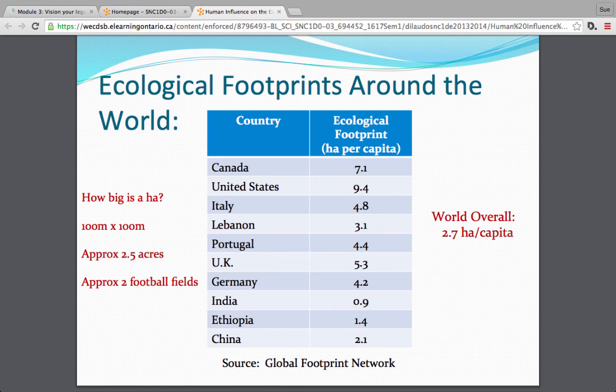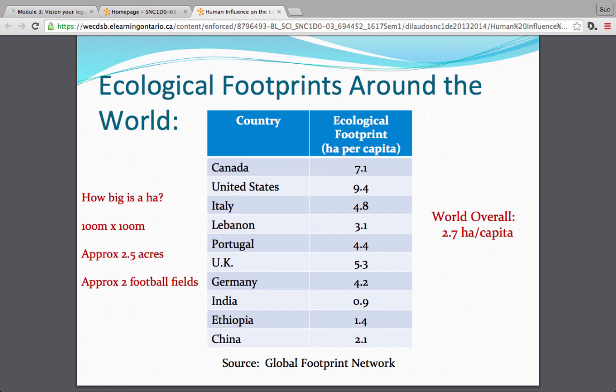So in Canada, they've calculated that it takes about 7.1 hectares per person of ecological resources to sustain our lifestyle. In the United States, it's 9.4. So the United States on this list has the highest ecological footprint of the countries listed. If you compare to European countries, 4.4 for Portugal, 4.8 for Italy, 5.3 for the UK, 4.2 for Germany. So European countries have quite a smaller ecological footprint in comparison.